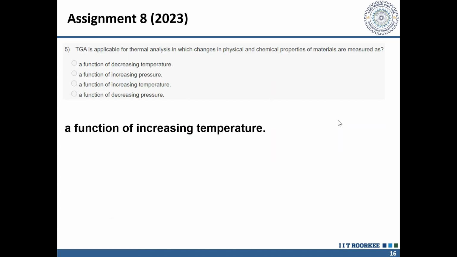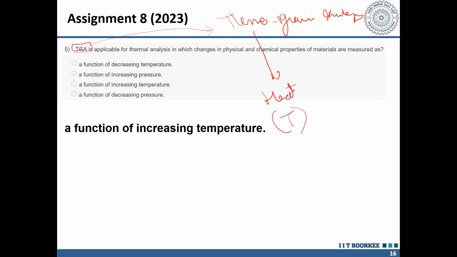Now let's move on to the fifth question of assignment 8. TGA is applicable for thermal analysis in which changes in physical and chemical properties. So first of all, what is TGA? TGA is an instrument, short for thermogravimetric analyzer. Thermo means heat, which we can define by temperature, and gravimetric means mass, which we can define by weight.